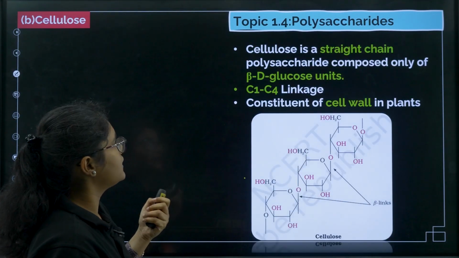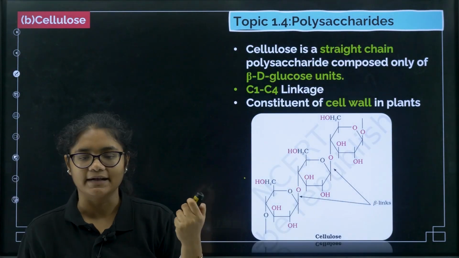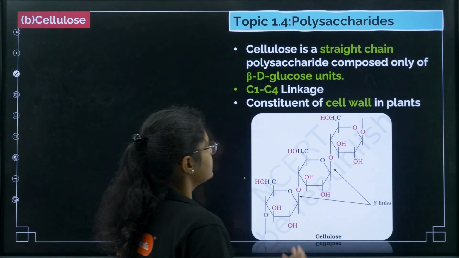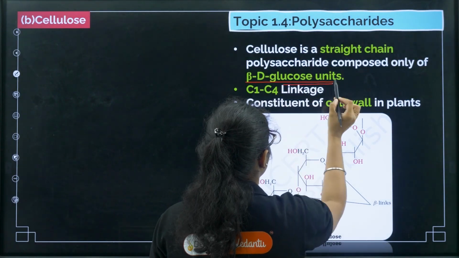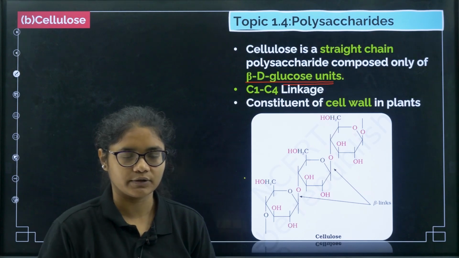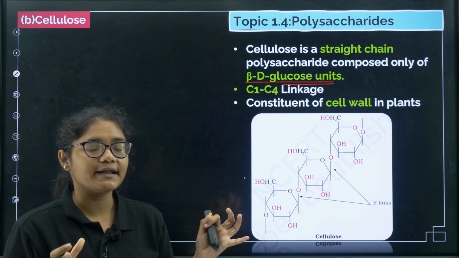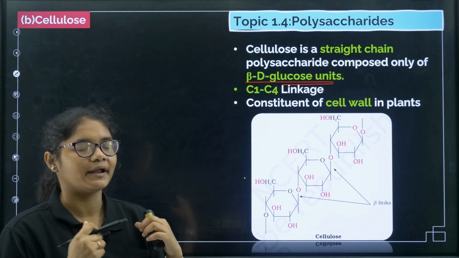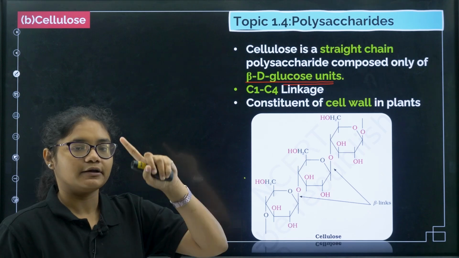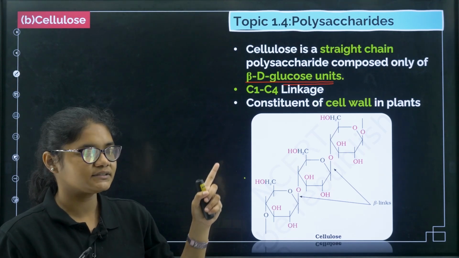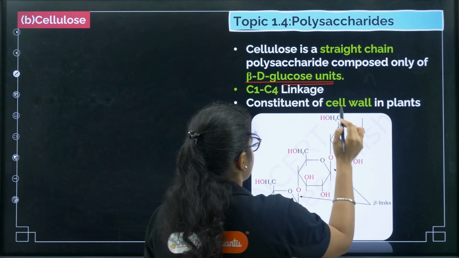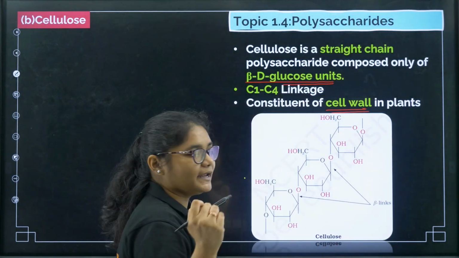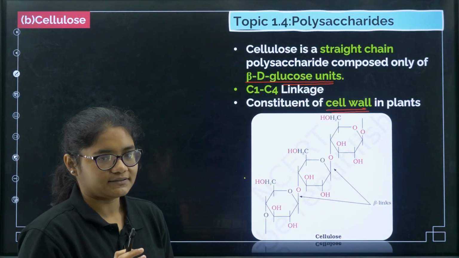Now coming to the next polysaccharide, that is cellulose. Cellulose is made up of beta D glucose units. There are many beta D glucose units which have combined to give you cellulose. Remember, starch is alpha D glucose, cellulose is beta D glucose. Now the cellulose, what is the use? It is a main component of the cell wall in plants.